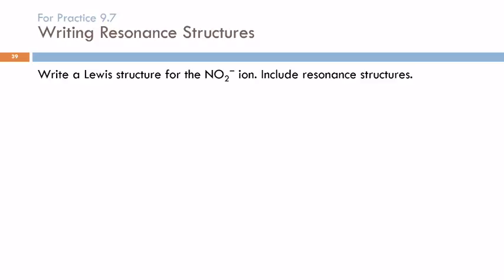Okay, so let's draw a Lewis structure for the NO2 minus ion. What's the name of that? Nitrite. It's one less oxygen than nitrate. Include all resonance structures. If they say that, there's going to be at least two, and you need to find them.